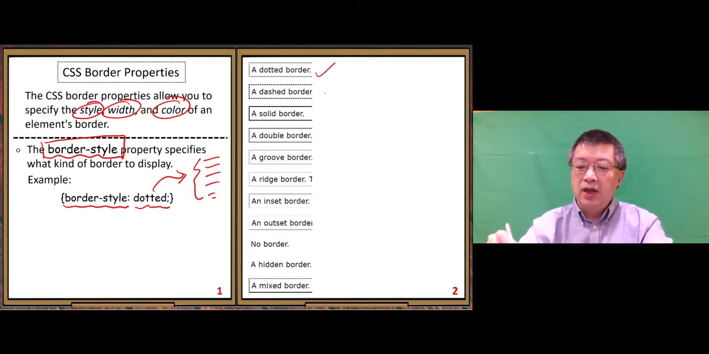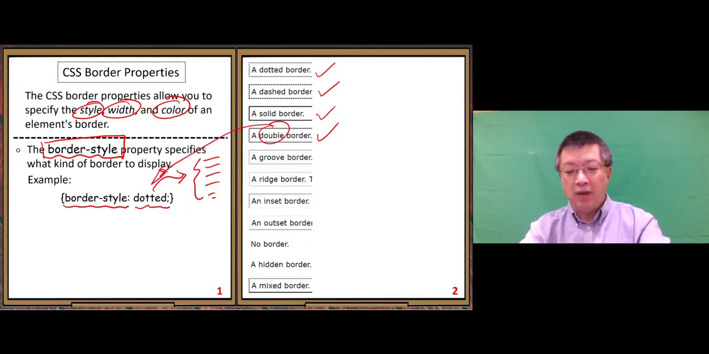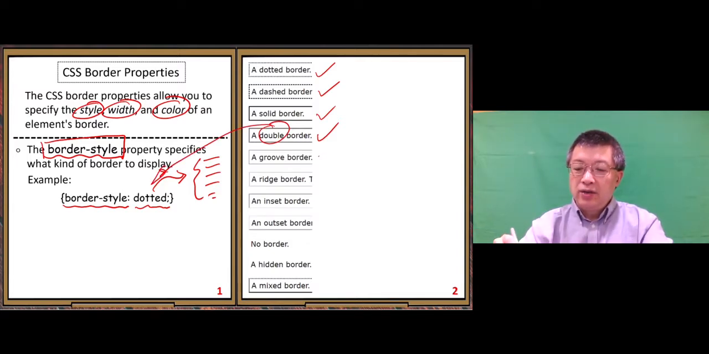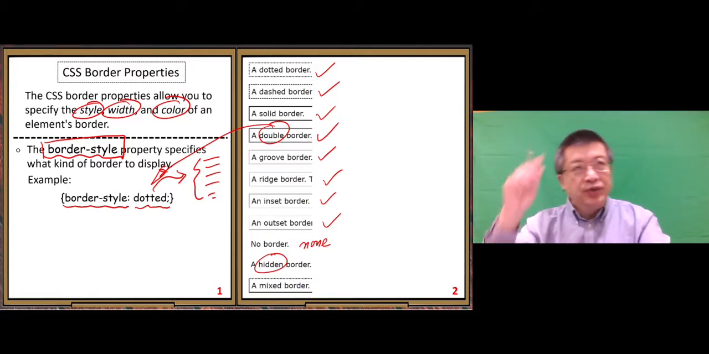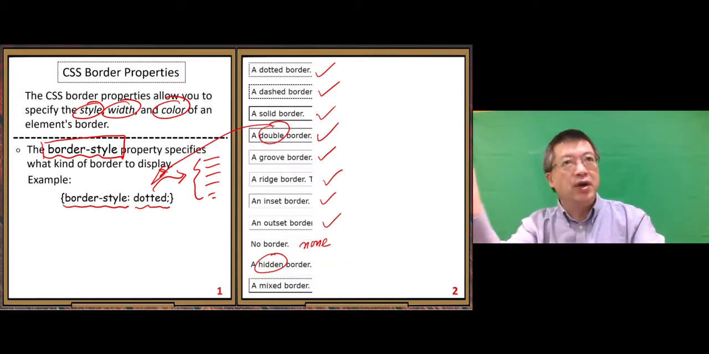So dotted, dashed, solid, double. So you just use the style name. Double, right? Groove, ridge, like that. Inset, outset, like that. No border, none. Okay, right? None. Hidden border, hidden. You use hidden. Mixed. So when you really need to choose, here you do not need to memorize all of them.